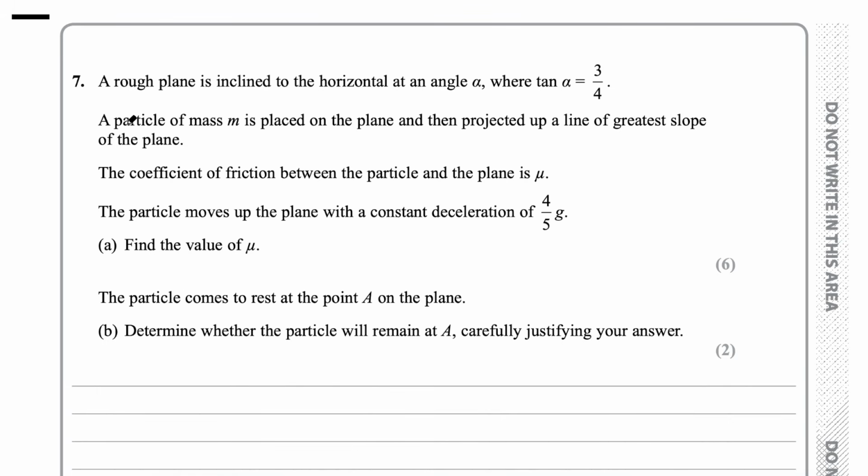Question 7 says a rough plane is inclined to the horizontal at an angle alpha where tan alpha equals 3 on 4. A particle of mass m is placed on the plane and then projected up a line of greatest slope of the plane. The coefficient of friction between the particle and the plane is mu. The particle moves up the plane with a constant deceleration of 4/5 g. And part A says find the value of mu.